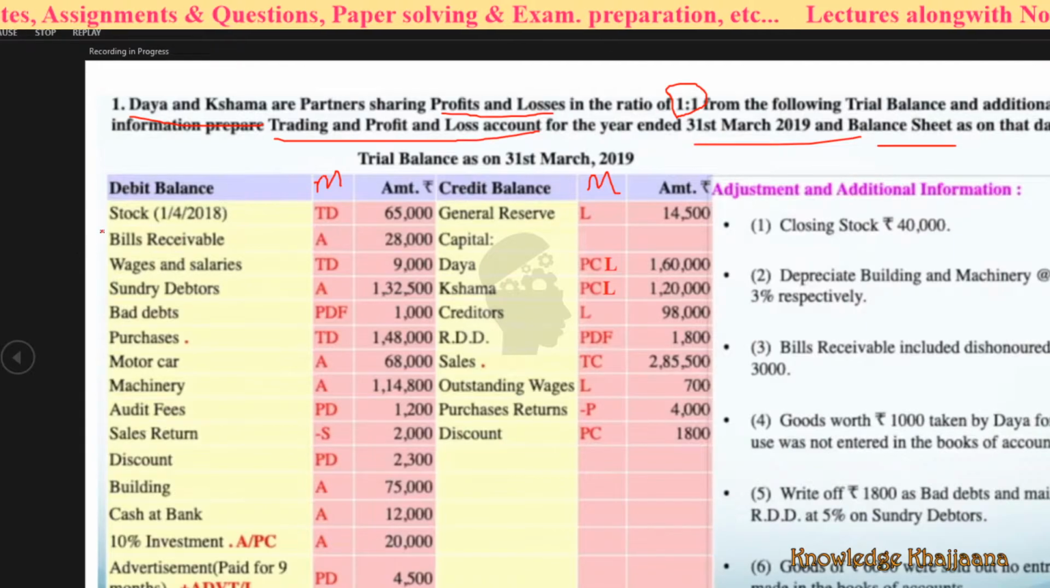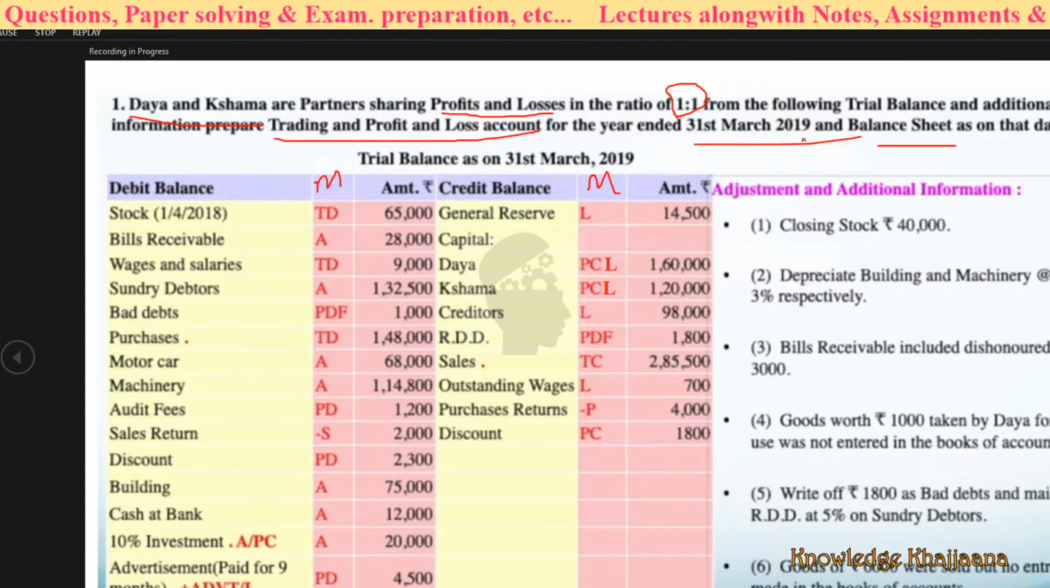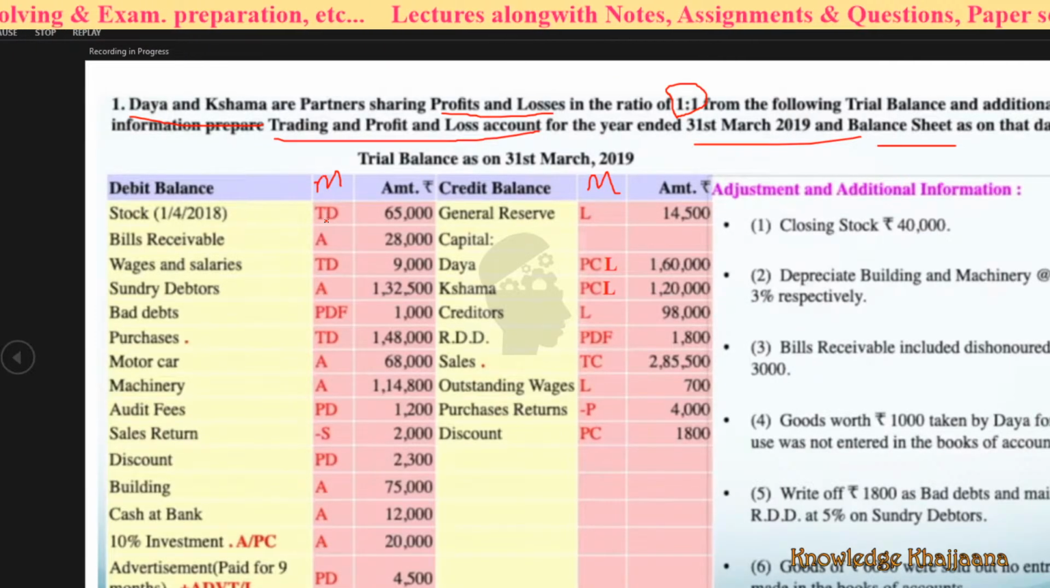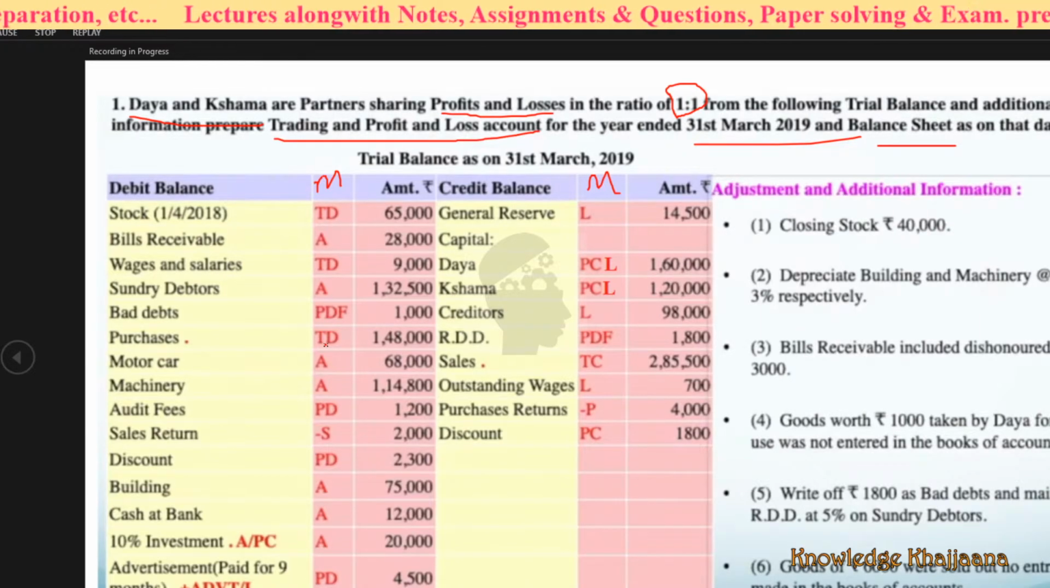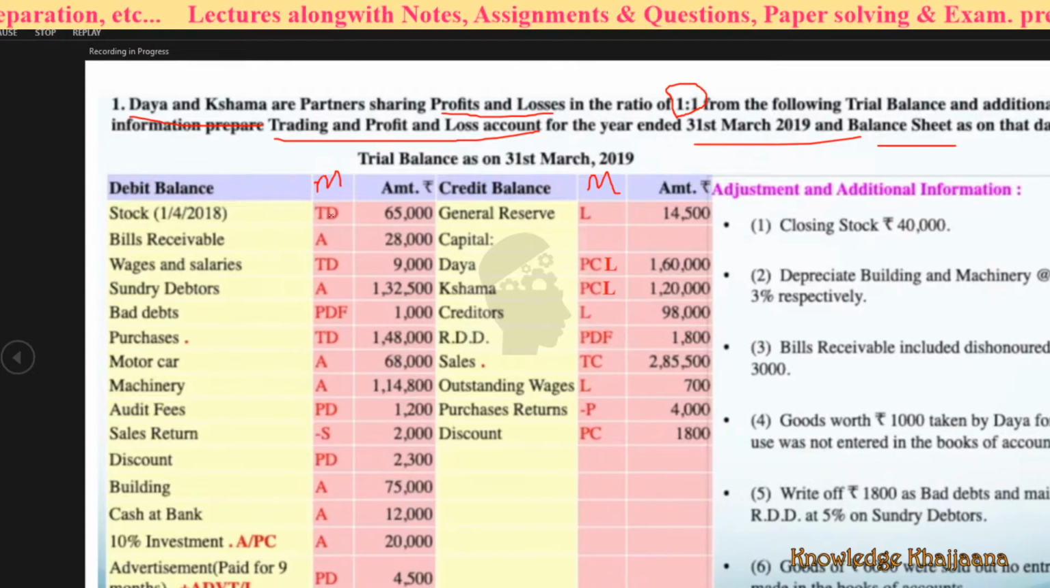Now let's see, stock 1/4/2018. Okay, see, our financial year ends on 31st March 2019. It means this is an opening stock. Okay, so opening stock will go to the trading account debit side. These are my own shortcuts. TD means trading account debit side, TC means trading account credit side, PD means profit and loss account debit side, PC means profit and loss account credit side, A for asset and L for liability. So the stock given on 1st April 2018 is an opening stock. Okay, so trading account debit side.